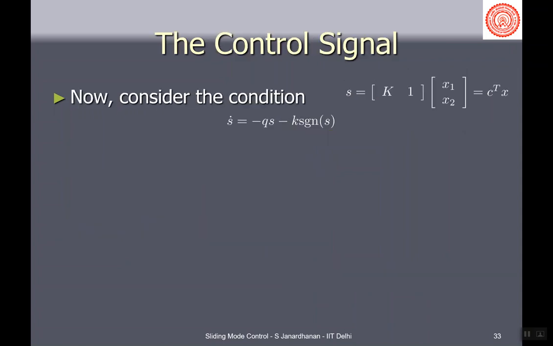Now, what will be the control signal when this is applied? Let us again take the constant plus proportional rate, with S dot as this equation.